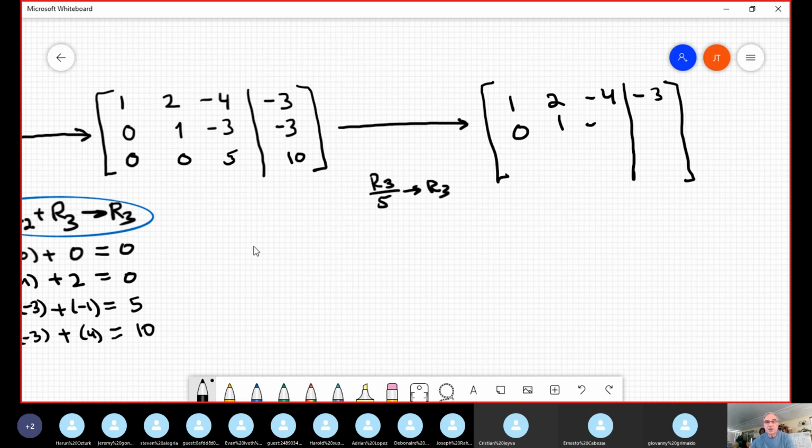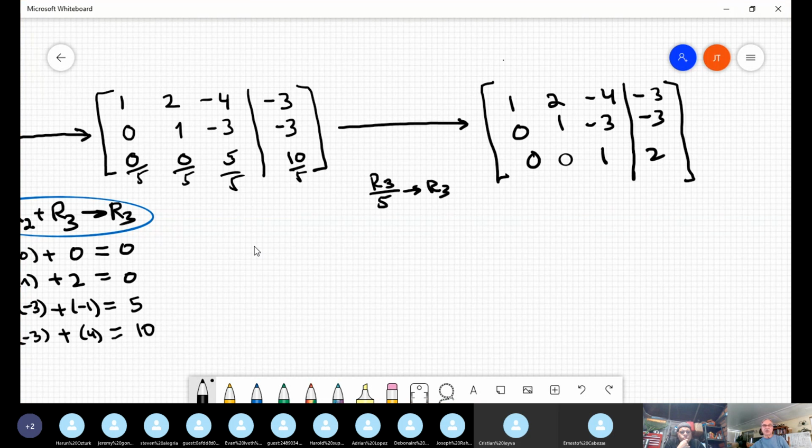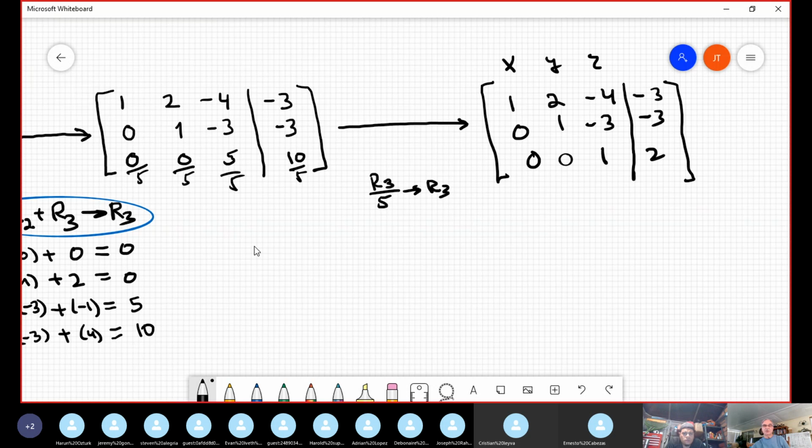0, 1, minus 3, 0, 0, 1, and 2. Yes or no? Because divided by 5, divided by 5, divided by 5, divided by 5. 0 divided by 5 is 0. 5 divided by 5 is 1. Therefore, remember, this is x, this is y, this is z, this is the right-hand side number.